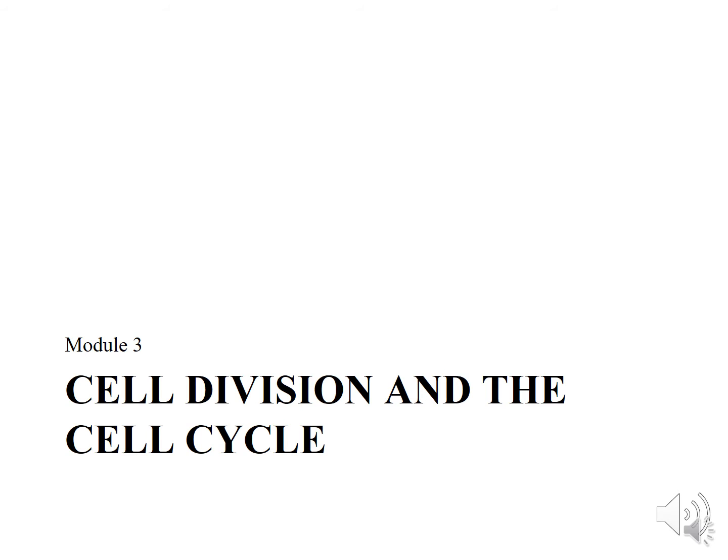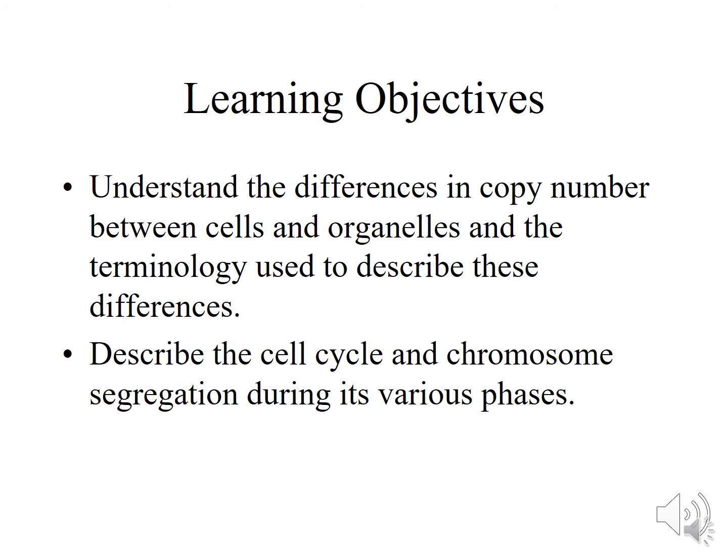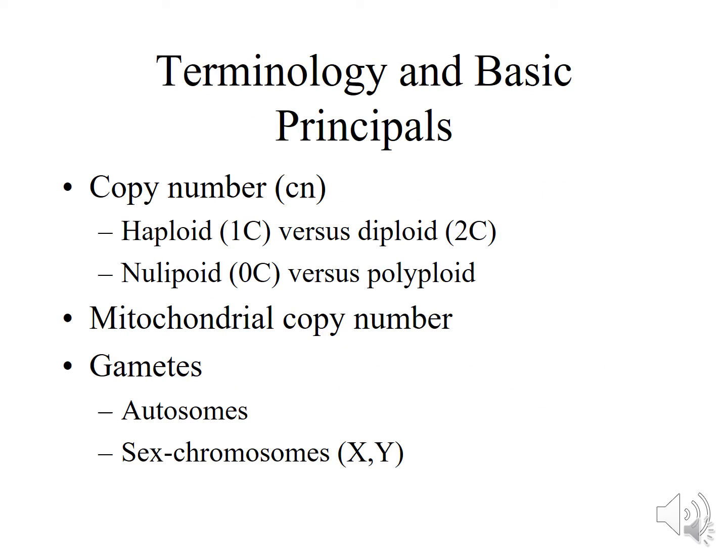Module 3, Cell Division and the Cell Cycle. Terminology and basic principles. Copy number. Different cells can vary in the number of copies of each DNA molecule.